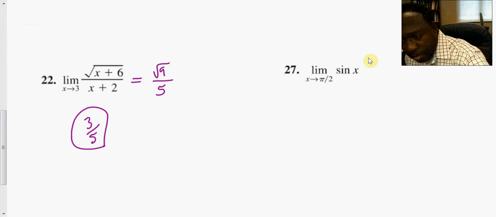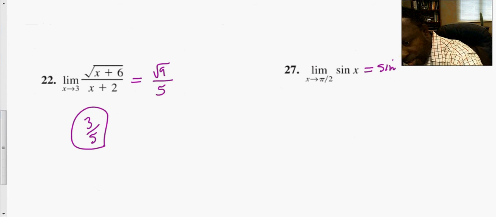What about here, the limit of sine x as x approaches pi over 2? That's just sine of pi over 2, and so sine of pi over 2 is just 1.